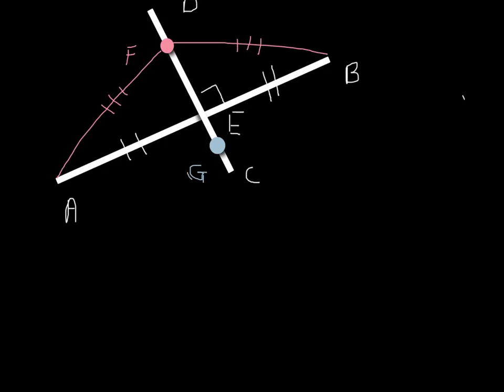The same is true with point G. Since G is on segment DE, the distance from A to G is going to be the same as the distance from B to G. All right. Any point on segment DC is going to be the same distance from A as it is from B.